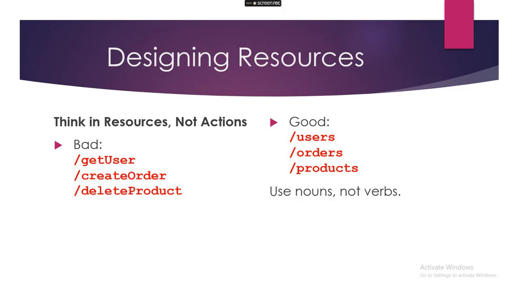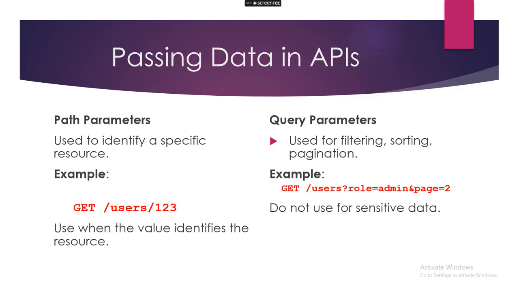So, designing resources in REST. When designing APIs, we are designing resources. We think in resources, not actions, right? One of the mistakes people make when designing API endpoints is that they use verbs rather than nouns. So what you don't want to do is send a GET request to something like get user, create order, or delete product, right? You want to use the noun. We're going to see this further, and we're going to see something like this.